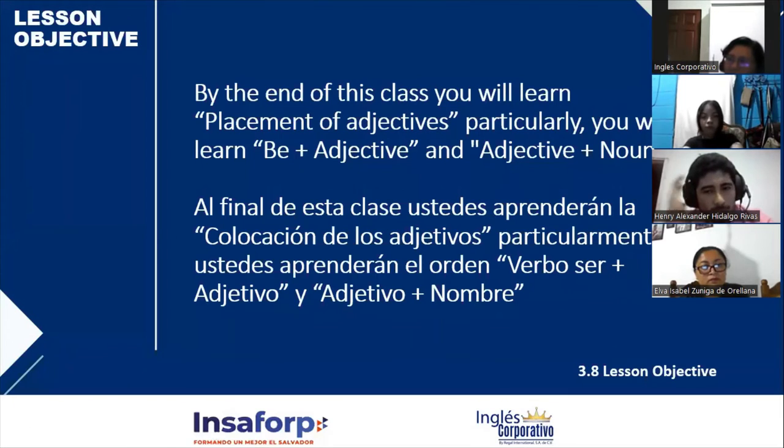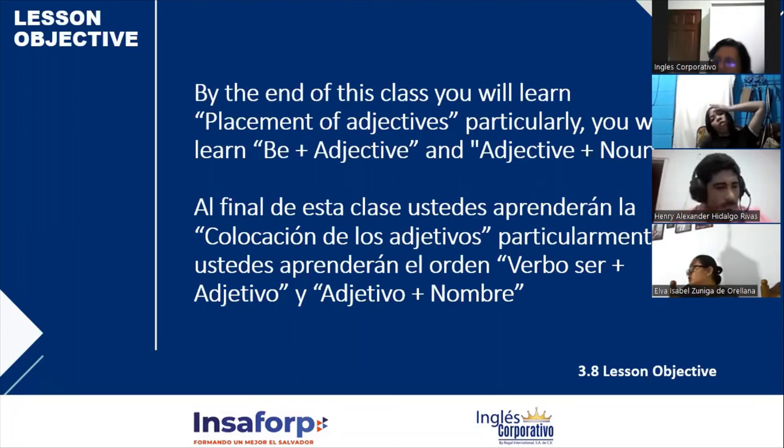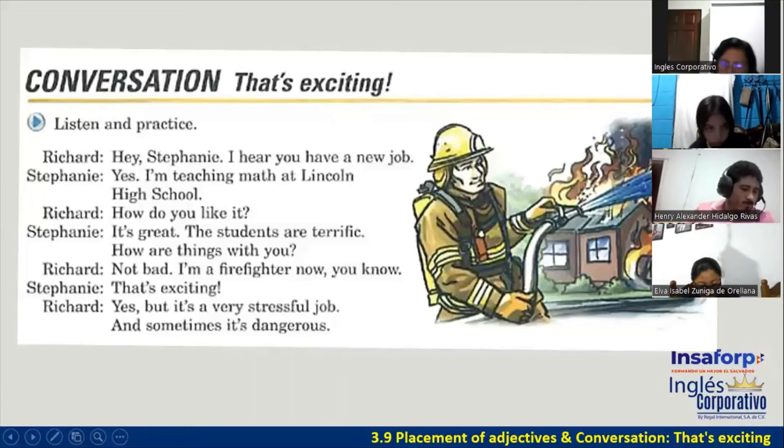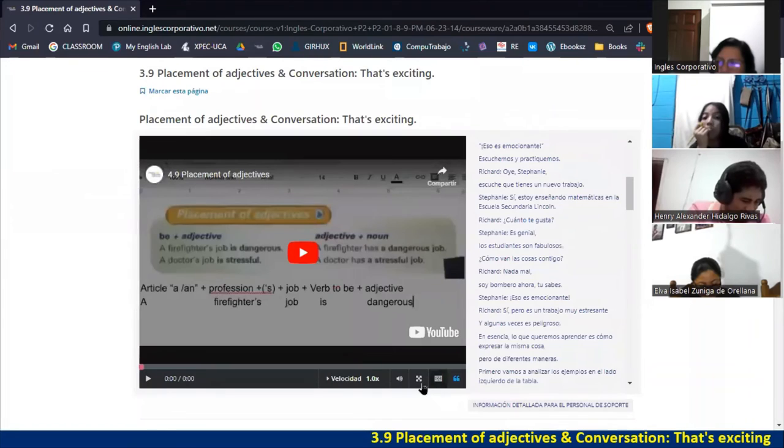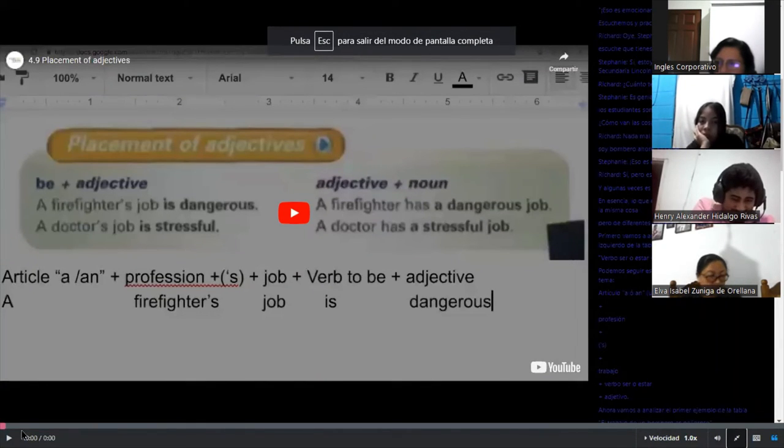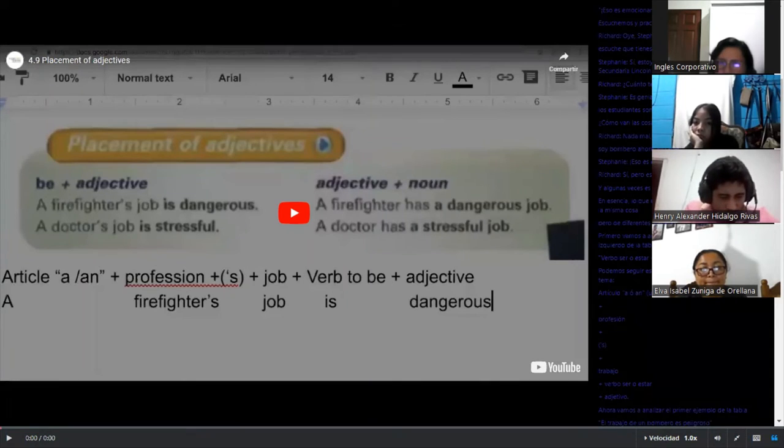It says by the end of this class, you will learn placement of adjectives. Particularly, you will learn be plus adjective, que es algo que lo encontramos desde un principio, pero no lo habíamos identificado tal cual. And adjective plus noun. Remember, we have two different formulas: be plus adjective and adjective plus noun. So here we have the first conversation, in 3.9. I'm going to share the conversation with you and then we can have a couple of volunteers read it. Let me play it right now.